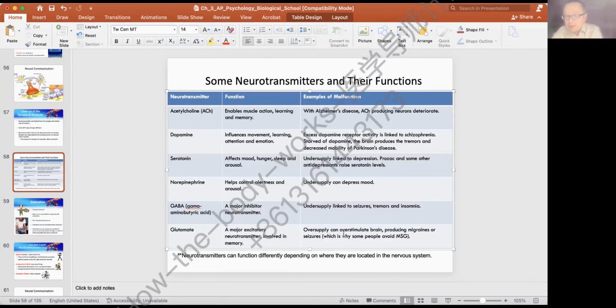But an oversupply of glutamate can overstimulate the brain, producing migraines or seizures, which is why some people avoid MSG.